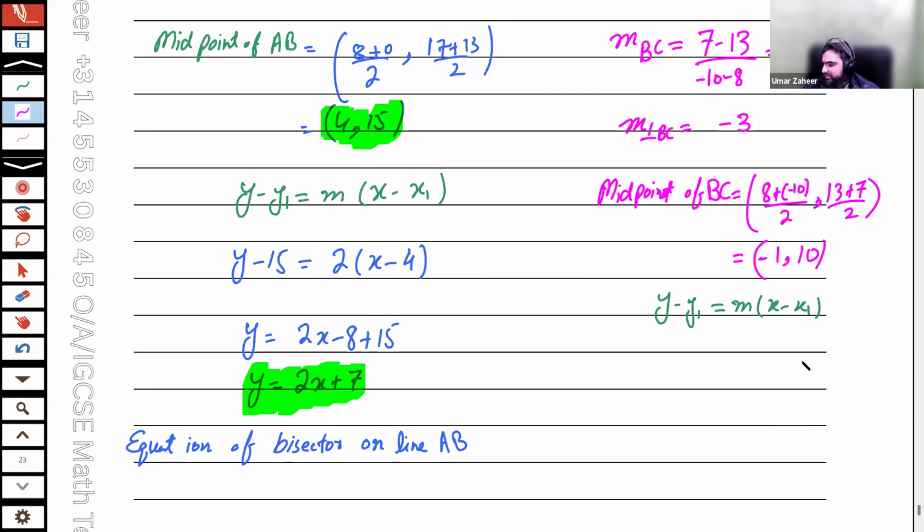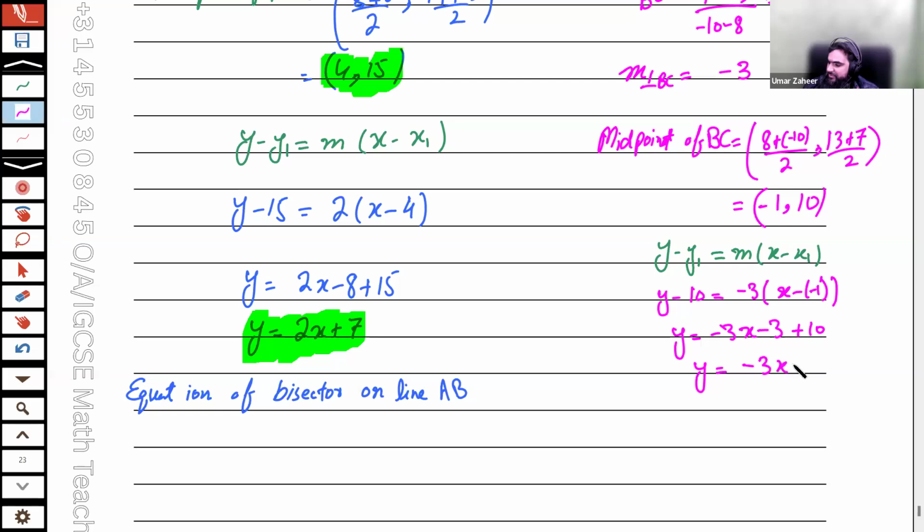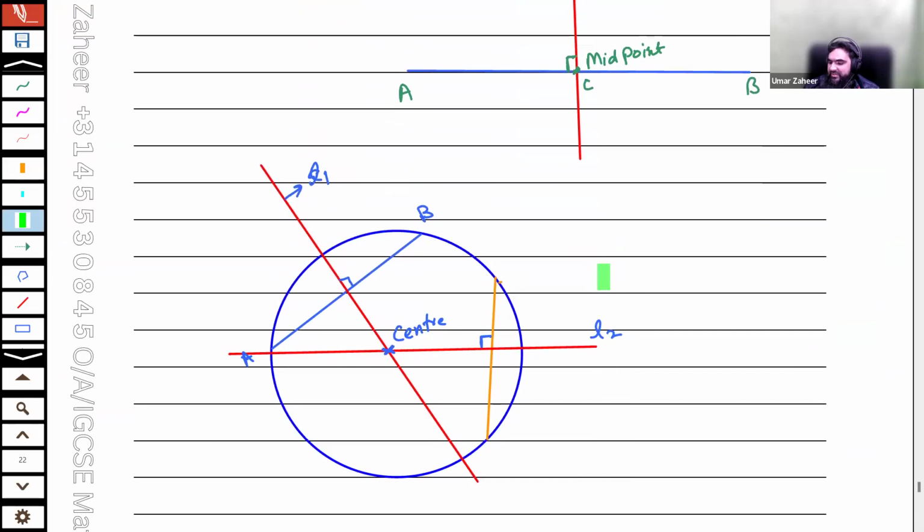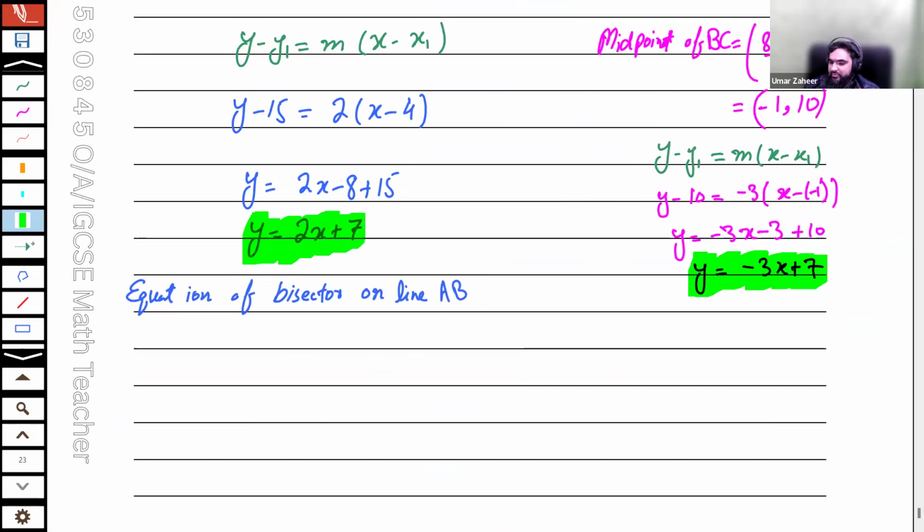Okay, let's find the equation. We have y minus y1, that is y minus 10, gradient minus 3, x minus x1. So I get minus 3 times x plus 1, that is minus 3x minus 3, and plus 10. So I get the equation y is equal to minus 3x plus 7. So I have another equation of a perpendicular bisector. The property we have done is that the perpendicular bisector of a chord always meets at the center.